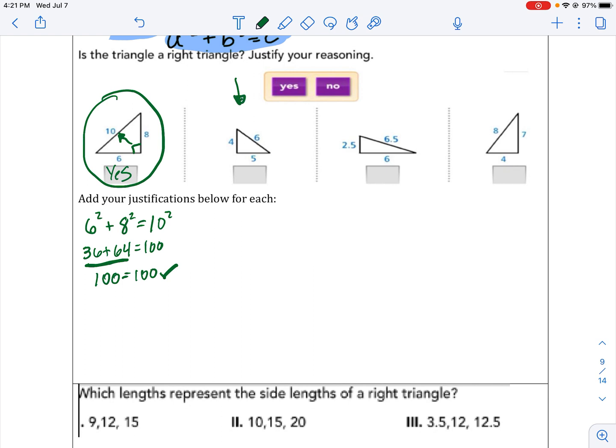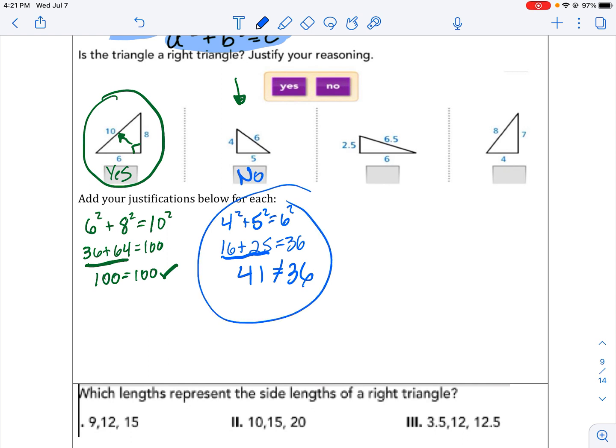Now my second triangle. 6 is the longest of the three sides. Let's go with blue. So that means 6 is my hypotenuse. 4 squared is 16, plus, oh, that's not 25 squared. It's just 25. There we go. Now I'm going to combine my terms on the left. I get 41, which does not equal 36. See how when I simplified the left, it does not equal the right? So no, this one is not a right triangle, and here is my justification why.